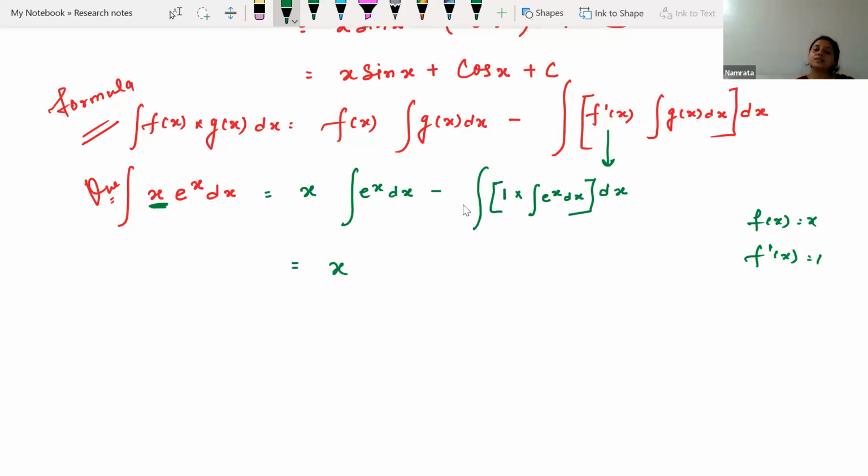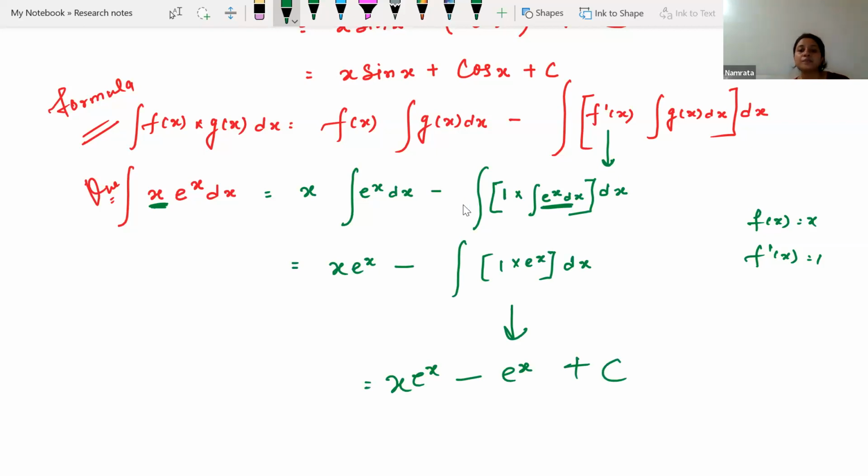Let's do it. x e to the power x, integration is e to the power x, minus here 1 is 1 only, and e to the power x integration became only e to the power x. This complete function's integration now we have to do, that is e to the power x dx, that is only e to the power x, and here x e to the power x. Are you getting how we are using the formula? Everyone? Yes, ma'am. Yes, ma'am. So this is called integration by parts.